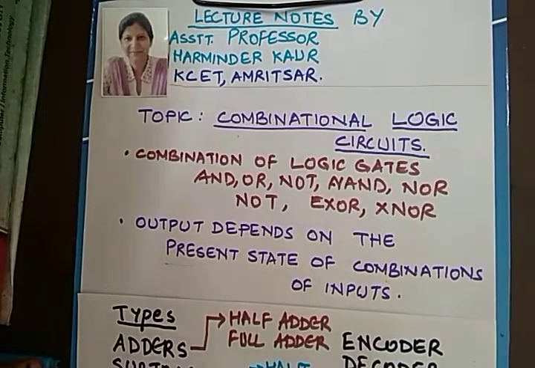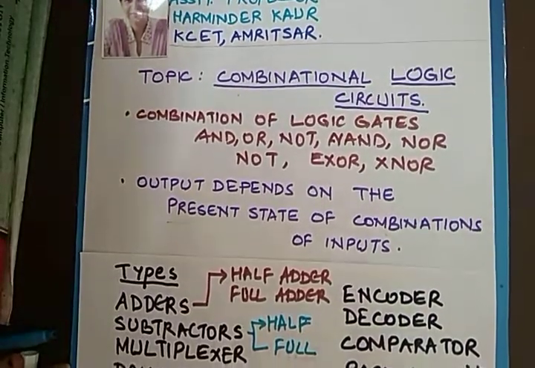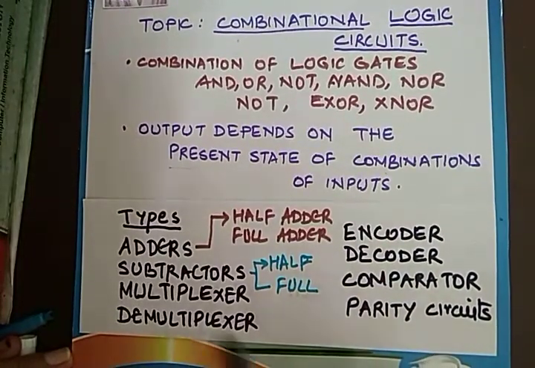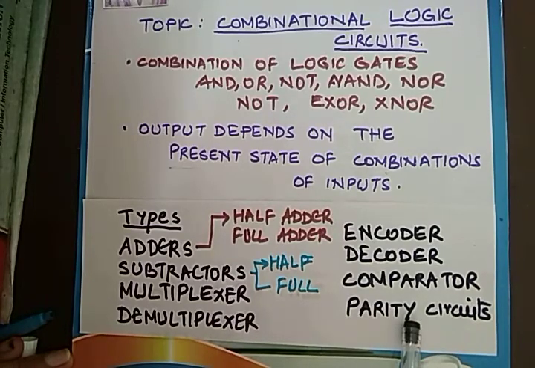The types of logic circuits are: there's a group of circuits called adders, another group called subtractors, the multiplexer, and the reverse of the multiplexer, which is the demultiplexer. Then there is another group of circuits called the encoder. The reverse of the encoder is the decoder. The comparators, which will compare two numbers. And then there are some special combinational circuits called parity circuits.